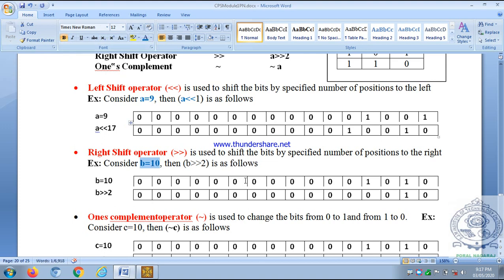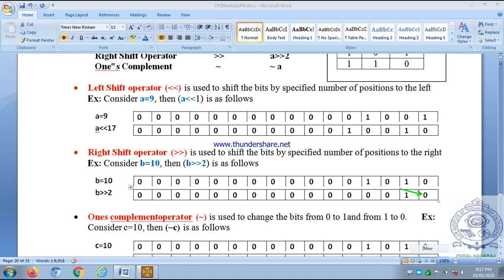So 10 is written as 1010 preceded by 12 zeros, and the B value should be right shifted by 2 positions. Right shift means the values are shifted to the right side. So here, the right side means these last 2 bits, so these 10 will go away, and this 0 comes to this position.